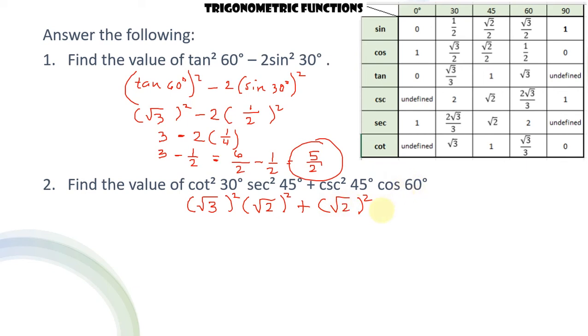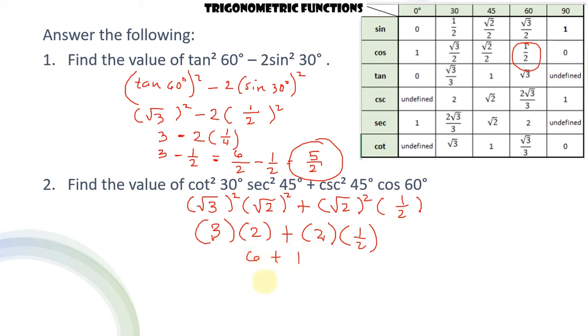And then cosine 60 degrees. Cosine 60 degrees is this one, 1/2. Then we solve. The square of square root of 3 is 3, times the square of square root of 2 is 2, plus the square of square root of 2 is 2 times 1/2. Then we multiply first 3 times 2, that is 6, plus multiply 2 times 1/2, this will give you 2 over 2, which is equal to 1.